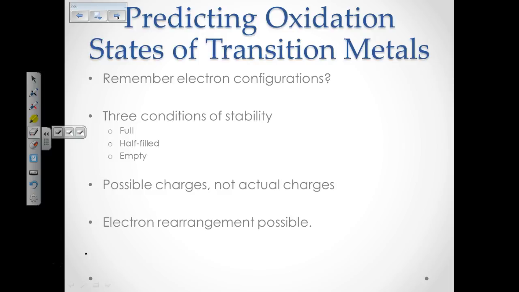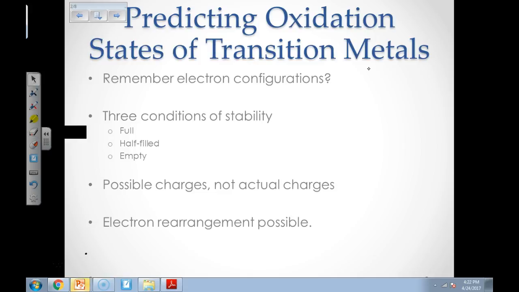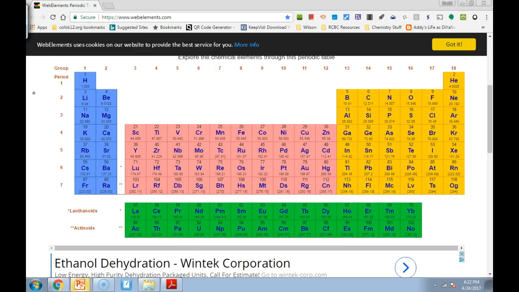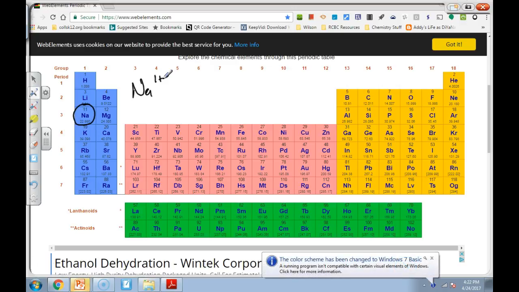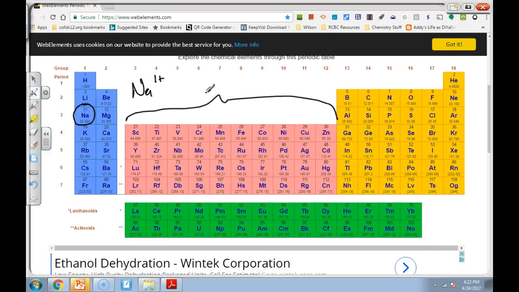One of the things that we should know is that transition metals don't have a set charge. Something like sodium, which is not a transition metal, will always have a charge of 1+ when it forms an ion. But the transition elements will mostly have a varying charge, and it depends on what kind of compound it's in in order for you to determine the charge that it is.